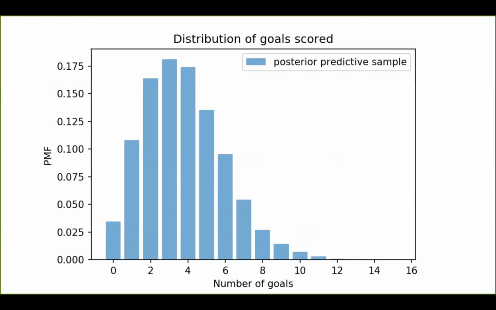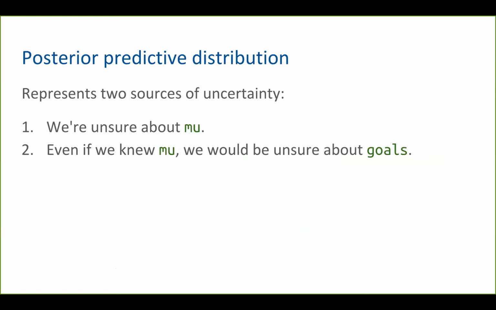So again, this is what I should believe after seeing the first game. These are my predictions for the next game. This distribution represents two sources of uncertainty. First of all, I don't actually know what mu is. I have a range of values for mu, and I have probabilities for those values, but I don't know what mu is. And even if I did know mu, I would still be unsure about how many goals we're going to score in the next game.